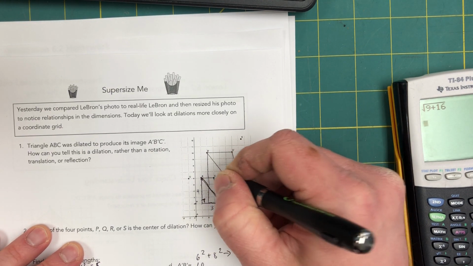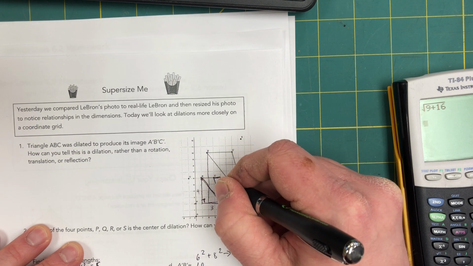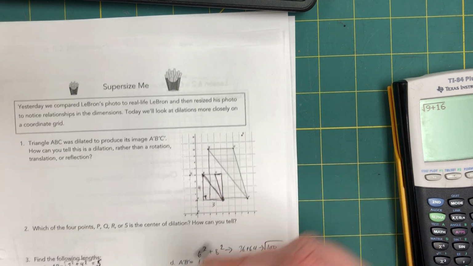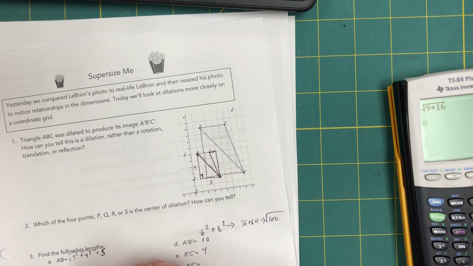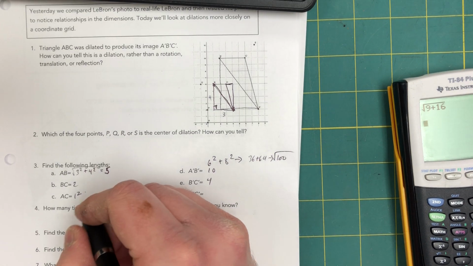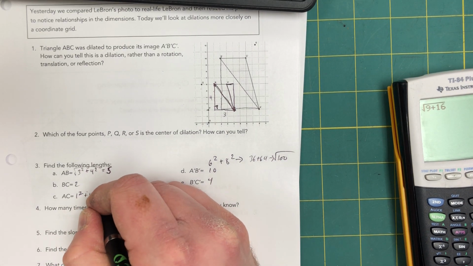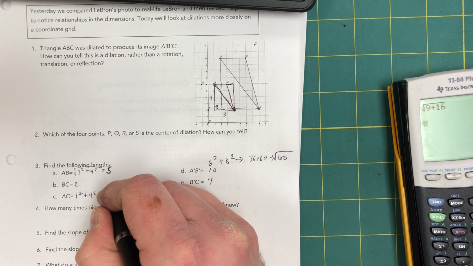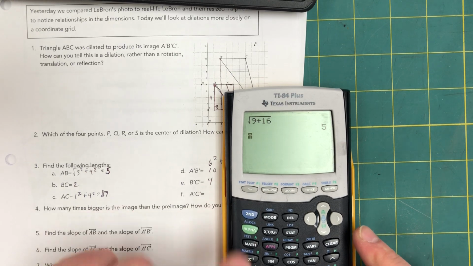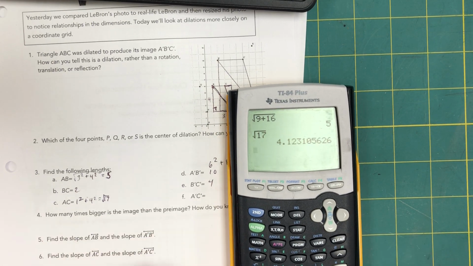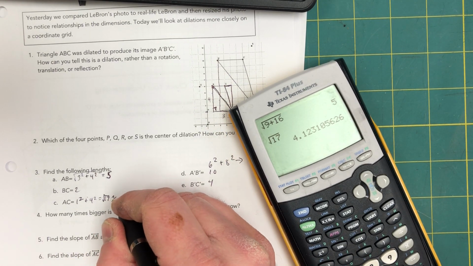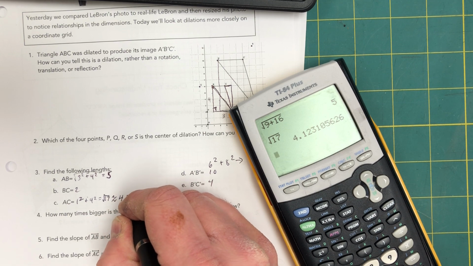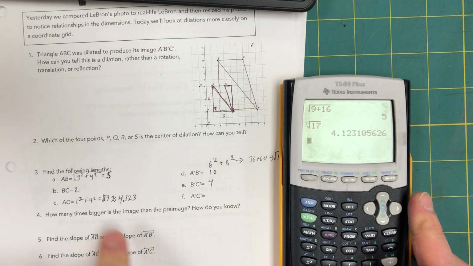AC's up here. So we got a 1 and we got a 1, 2, 3, 4. So 1 squared, oh, I'm off screen. 1 squared plus 4 squared. That's 1 plus 16, so that's 17. So the square root of 17, which is about 4.123. I'll leave it there. You can write 4.1.